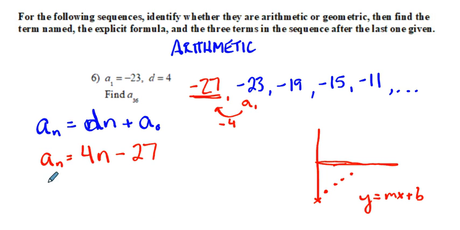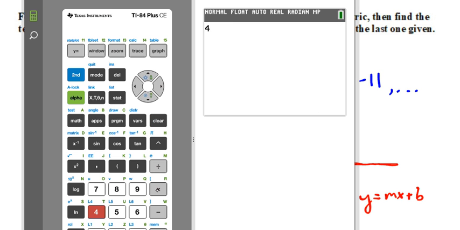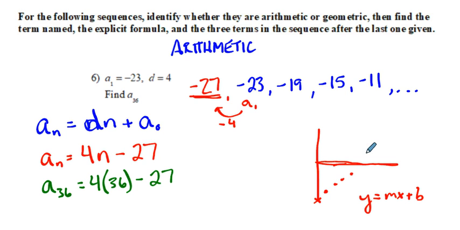All right, so let's plug in a 36. 4 times 36, that's our n, minus 27. Four times 36 minus 27. Okay. And that's 117.